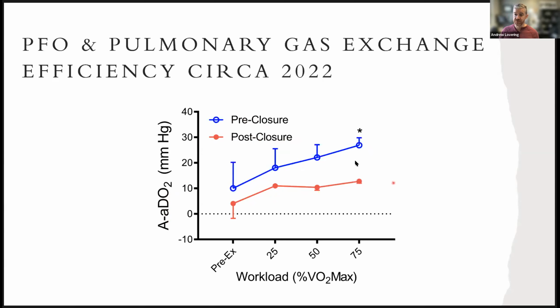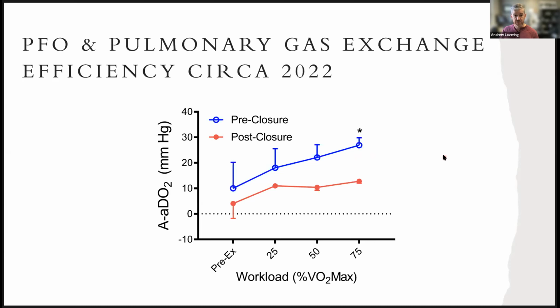So we believe that the PFO is a significant source of some of the variability in the AADO2s that we see, and it probably should be taken into account in people doing pulmonary gas exchange efficiency or anything related to arterial oxygenation moving forward.